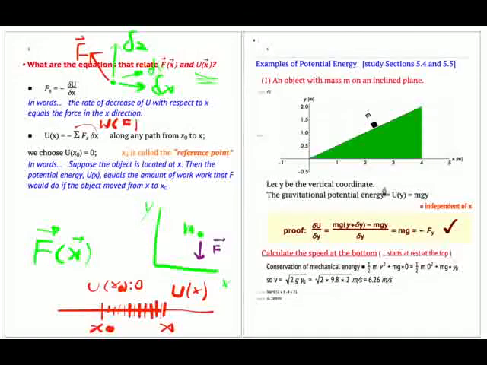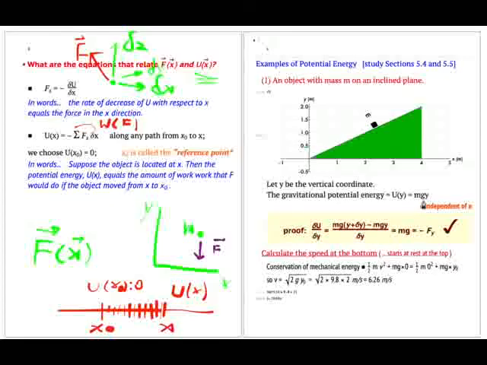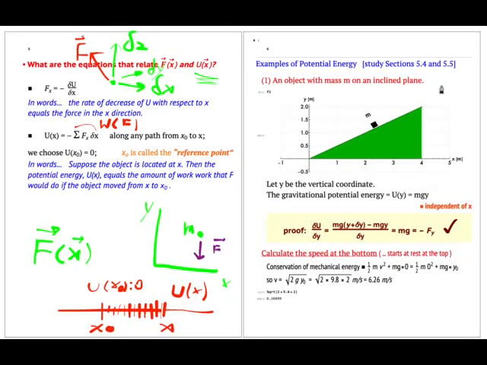Because the gravitational potential energy, U, does not depend on the horizontal position, but it does depend on the vertical position. U is equal to mgy. The gravitational potential energy for a mass m near the surface of the Earth is mgy. M is the mass of the object. G is 9.81 meters per second squared. It's the same for all objects. Y is the height above the ground. So this is ground level.